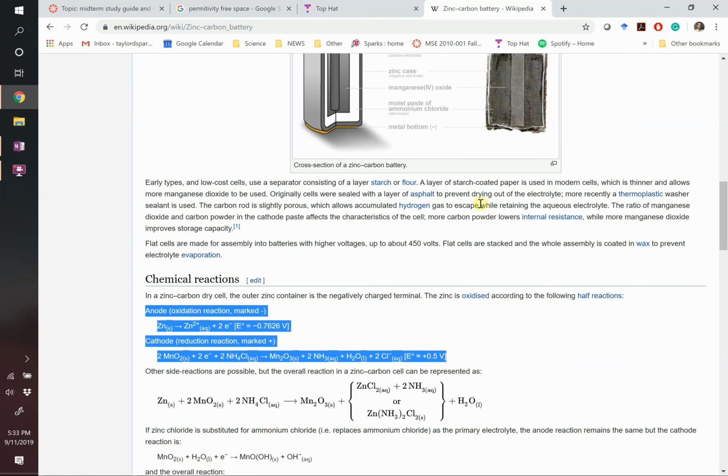Yeah, it's all about writing the oxidation state above each element and seeing which one's changed. The ones that gain electrons, right? Reduction is gaining electrons. They were reduced. That's your reduction happening at the cathode. And the things that lose electrons, that's oxidation. That's happening at your anode.